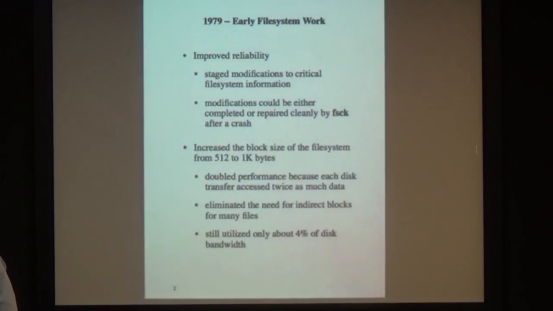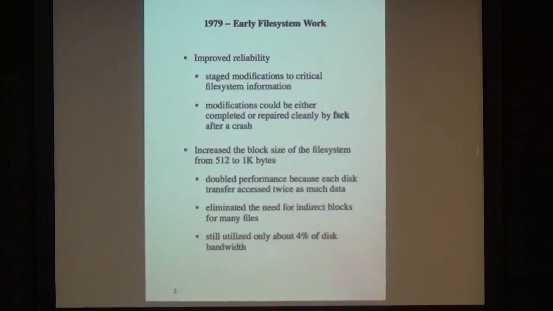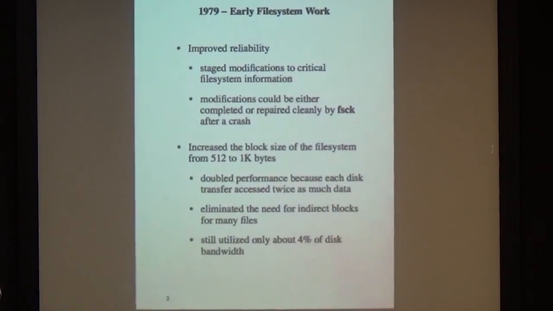So let's start at the beginning, which would be 1979. And this is really the early file system work that was being done. Up until that point, we didn't really have this notion of recoverability. So if the system crashed at an inopportune time, somebody had to go in manually, somebody like a person, and run things like I-check and N-check and D-check and patch things in the file system to get it back to working. This was later replaced by FSCK, but the FSCK still couldn't fix everything. Sometimes it required manual intervention. So the first thing that got done was staging modifications so that the file system was always recoverable by FSCK.